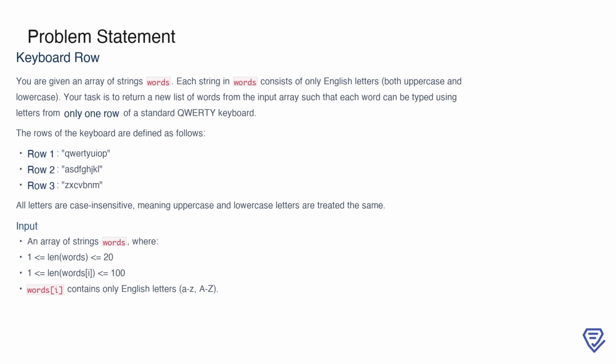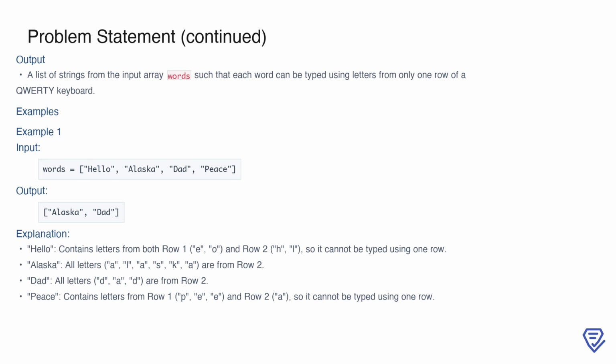The input constraints specify that the array can have up to 20 words, and each word can have a maximum length of 100 characters. Furthermore, all characters in the words are guaranteed to be valid English letters. The output for this problem is a list of strings derived from the input array. Each word in this output list must satisfy the condition that all its letters belong to only one row of the QWERTY keyboard. To illustrate this, let's consider an example.